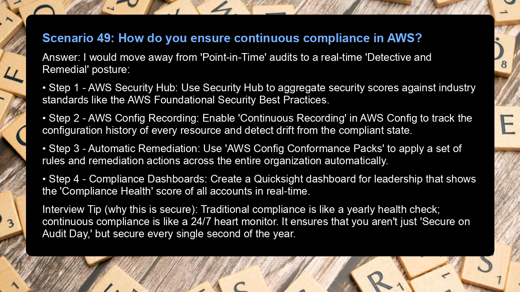Step 2. AWS Config recording. Enable continuous recording in AWS Config to track the configuration history of every resource and detect drift from the compliant state. Step 3. Automatic remediation. Use AWS Config Conformance Packs to apply a set of rules and remediation actions across the entire organization automatically. Step 4. Compliance dashboards. Create a QuickSight dashboard for leadership that shows the compliance health score of all accounts in real time.